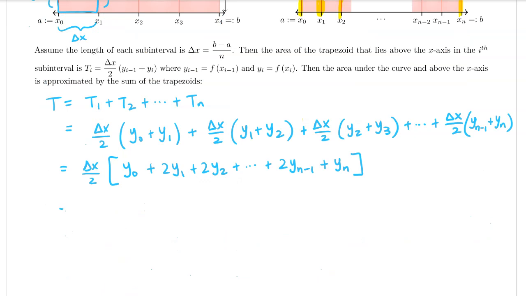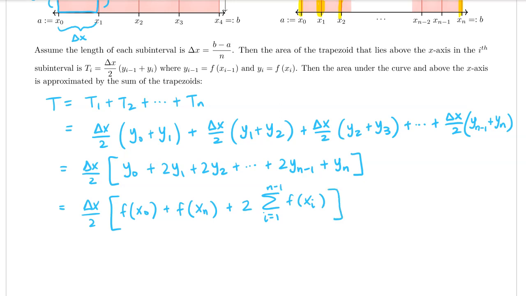Now there are a few different ways I could notate this. Maybe I'll have delta x over 2 still factored out, and instead of having the y values, these y values are the same as the x values if we plug them into our function. So y sub 0 is the same thing as f of x sub 0. And then plus, I'm going to add the very last term, and all the other terms I can condense into a summation. So this would be 2 times the summation from i equals 1 to n minus 1 of f of x sub i. Oops, the upper index should be n minus 1. And that is one way that we could condense that.